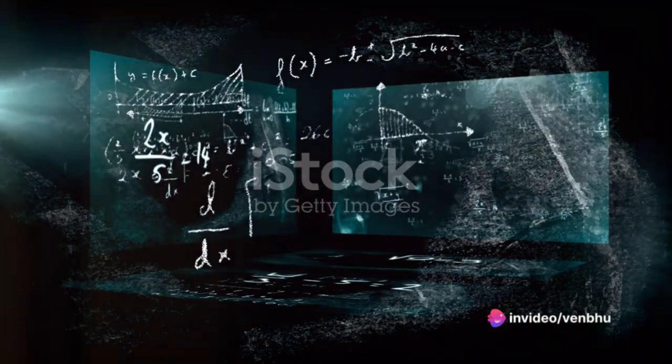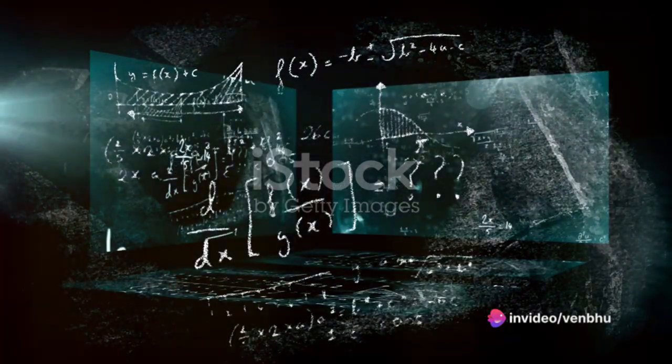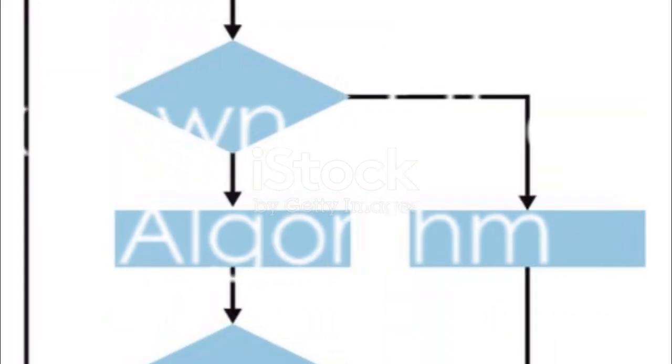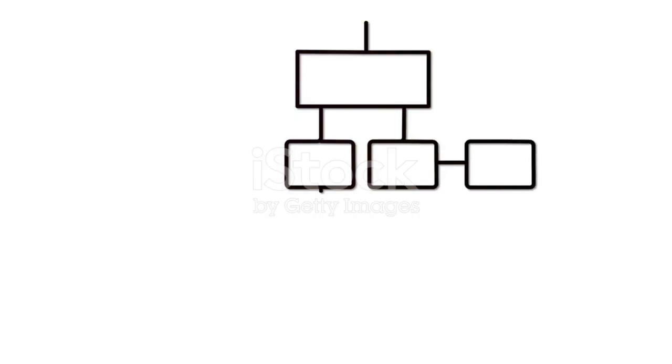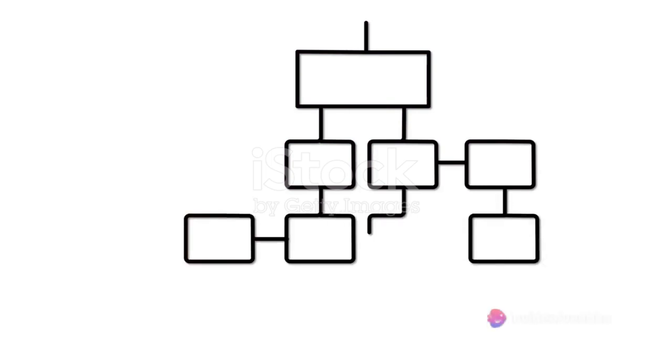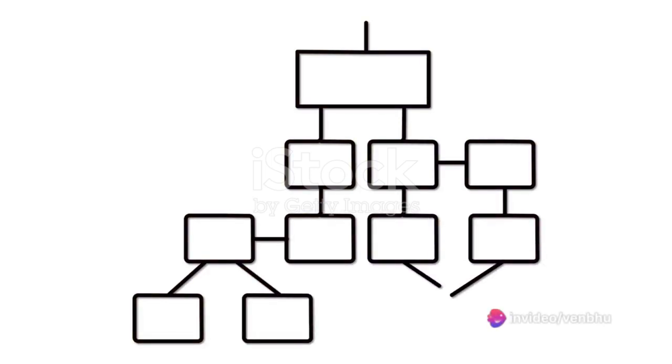Now let's delve into the step-by-step breakdown of the Chandy Misra Haas algorithm. Step 1, the initiation phase. A process that suspects it is deadlocked initiates the algorithm. It creates a wait-for graph, essentially a chart that shows which processes are waiting for which resources.